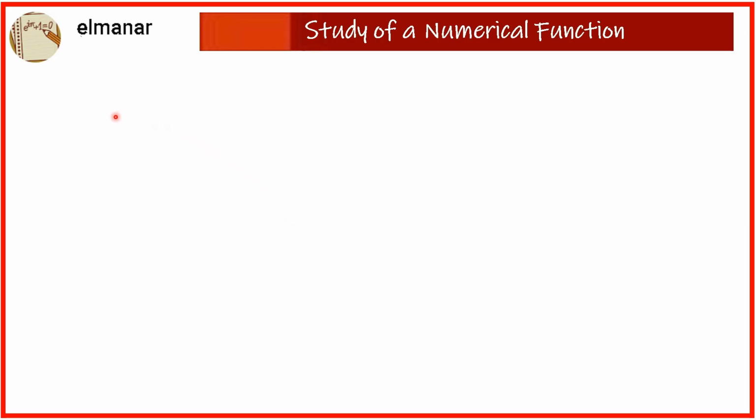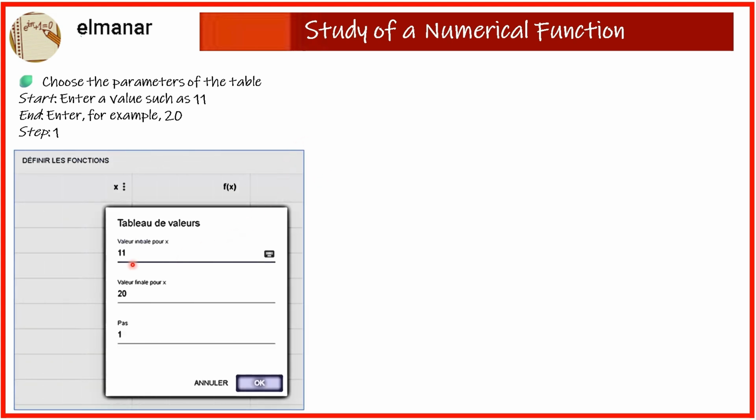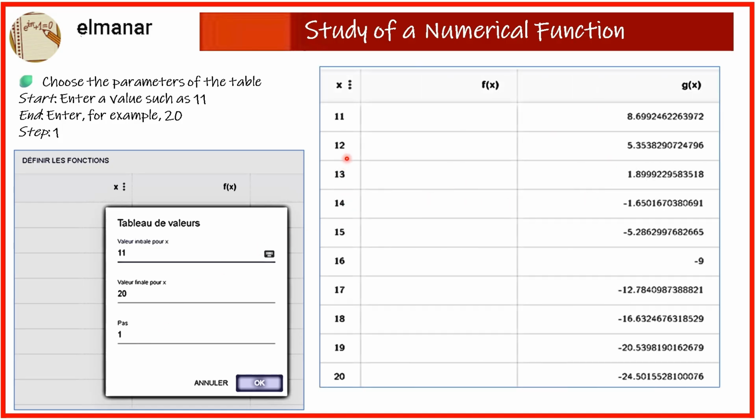We continue by examining the values of x from 11 to 20, so we configure the value table as follows. Start. Enter a value such as 11. End. Enter, for instance, 20. Step 1. By observing the resulting table, we notice that g changes sign between x equals 13 and x equals 14. So we proceed to reevaluate the function between these two values.